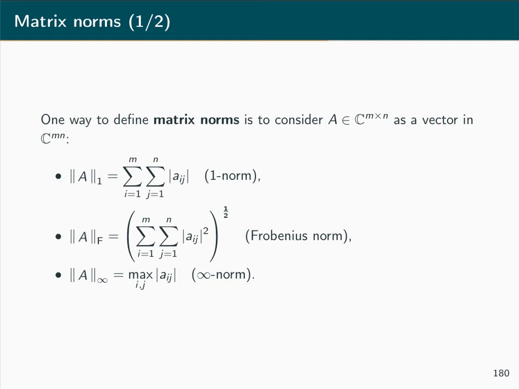Or we can define the two norm of the matrix A, which is also known as the Frobenius norm, by summing up the square of the absolute value of all entries and then taking the square root of this sum. In the same spirit, we can also define the infinity norm of the matrix A as the maximum absolute value of all of its entries.